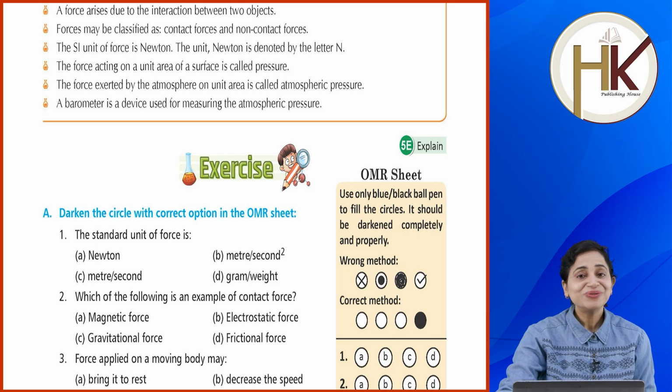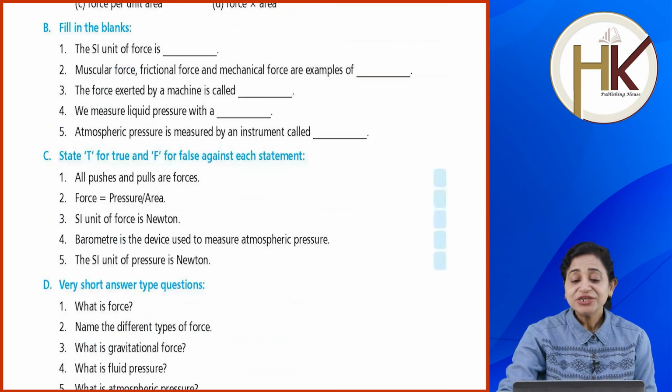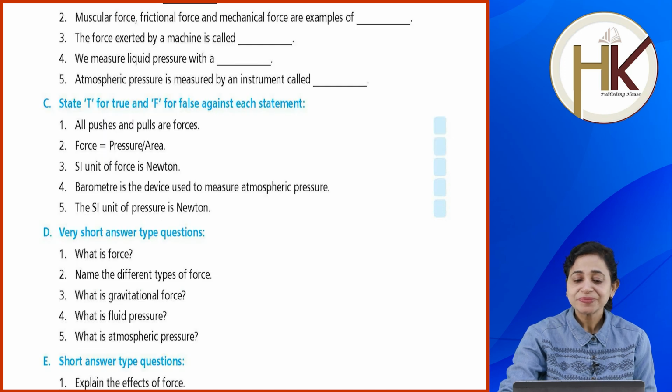It's your turn now to practice through exercises. As usual, darken the circle with the correct option in the homework sheet. And you have to fill in the blanks, complete them with the correct word, state T for true, F for false, check the statement, and accordingly mention T and F. Very short answers should be in 3-4 sentences, short answers in 5-6 sentences, and long answers should be in detail, answered in the notebook.